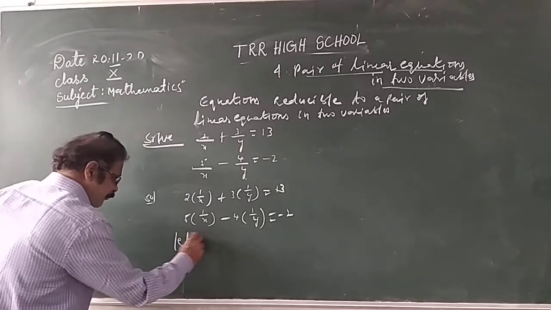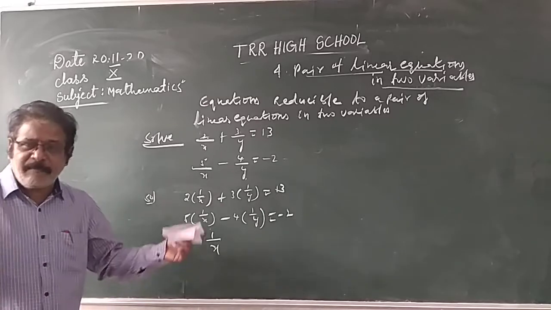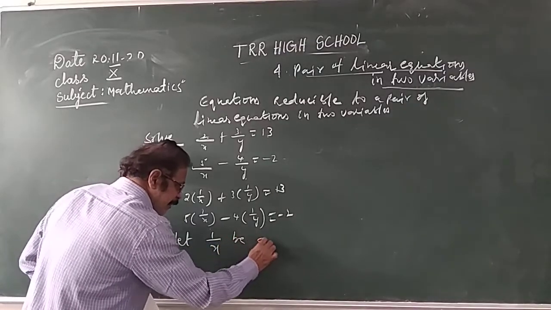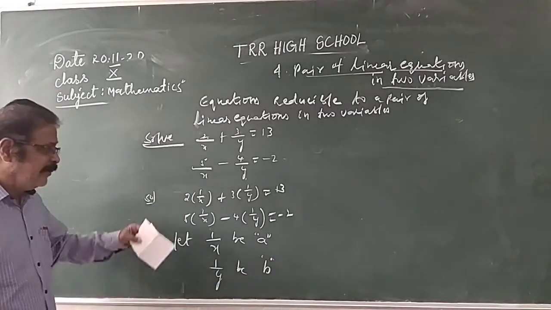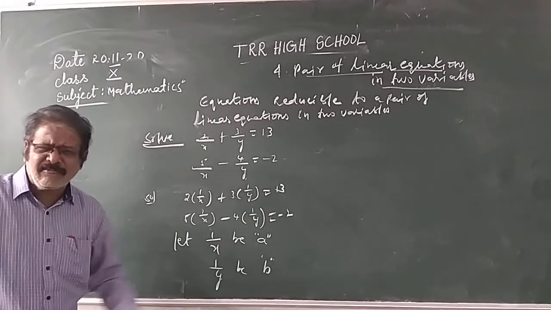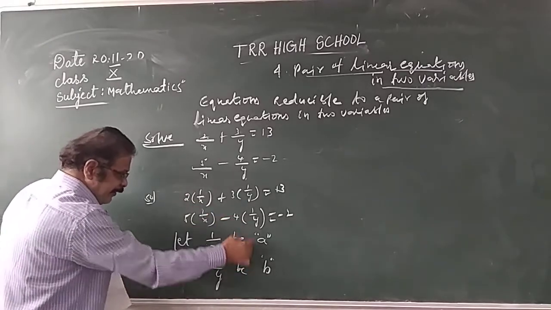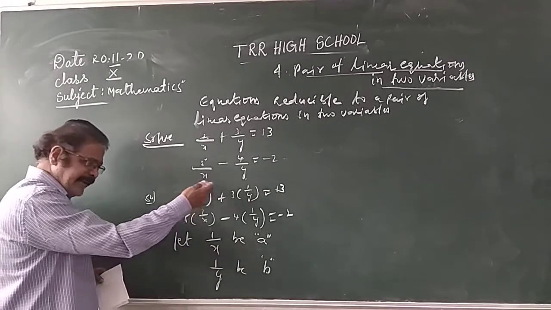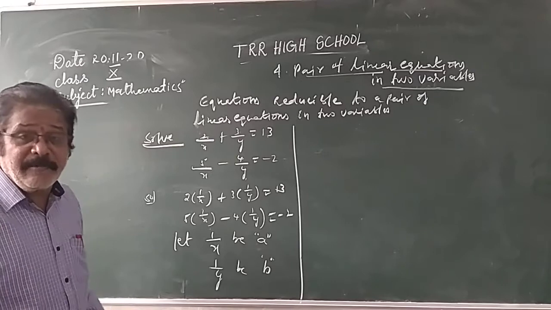Now, let us take variables other than x and y. We should reduce it into the form ax plus by plus c equal to 0. So let 1 by x be a and 1 by y be b. Let us assume that in place of 1 by x we write a. Other than x and y you can take p and q also, r and s also. Instead of 1 by x, write a. Let 1 by x equal to a, 1 by y equal to b. In place of 1 by x, write a. In place of 1 by y, write b. Now it can be reduced into the form of ax plus by plus c equal to 0.